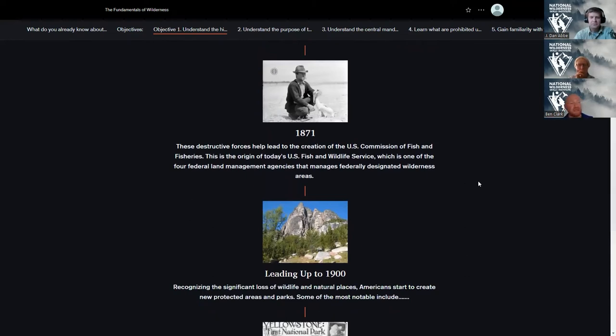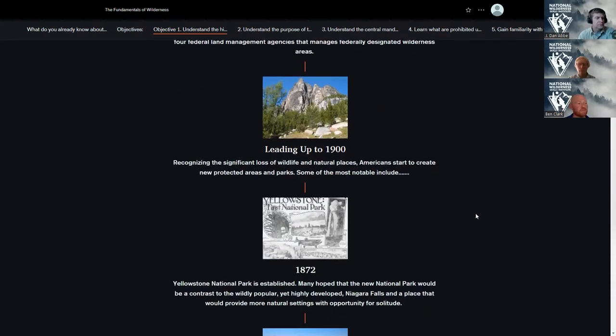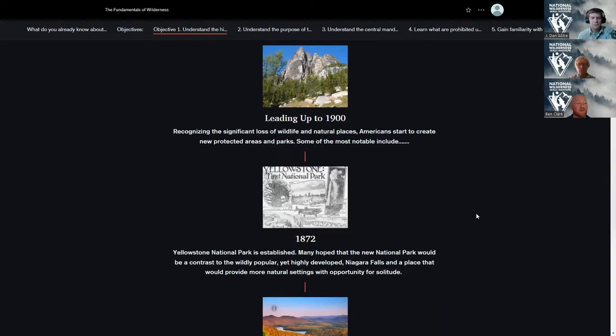Okay, sticking with the same time frame leading up to the 1900s, recognizing the significant loss of wildlife and natural places, Americans start to create new protected areas and parks. And I just have a list of some of the most notable ones. So 1872, Yellowstone National Park is established. When it was established, many hoped that Yellowstone would be the contrast to the wildly popular, but highly developed Niagara Falls. And really Yellowstone would provide an opportunity for a more natural setting with the opportunity of solitude, which, if I remember back to our word cloud initially, I saw quite a few times, and I saw natural a few times as well.